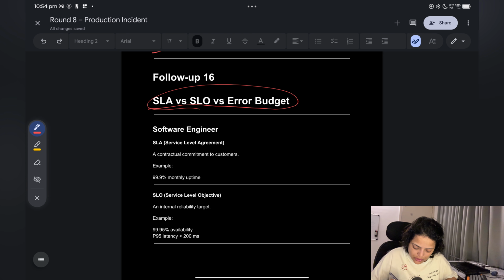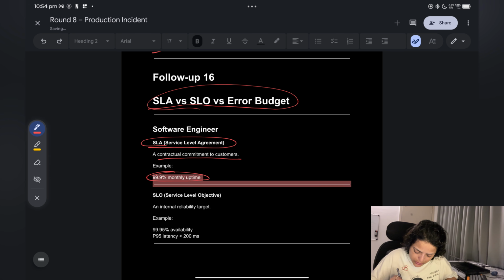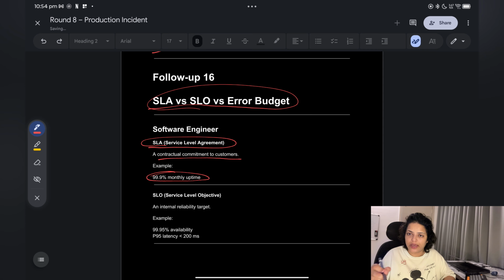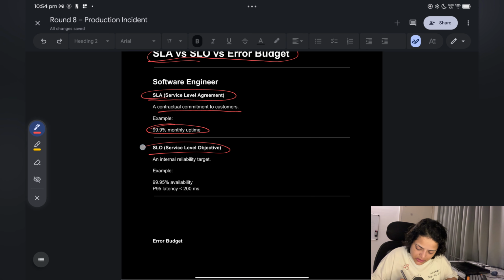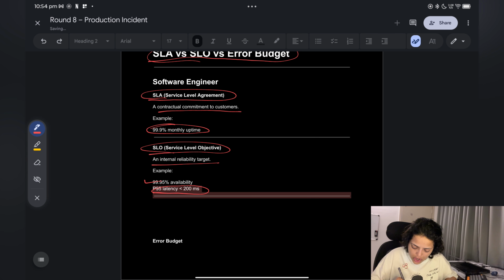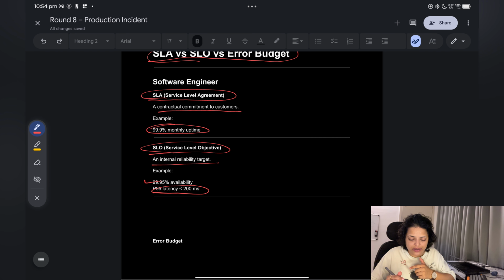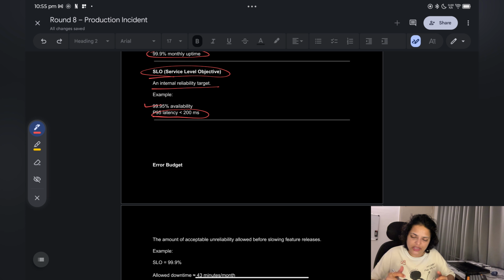Okay, so a software engineer will say SLA is a service level agreement. A contractual commitment to customers, for example 99.9% monthly uptime. We are giving you a guarantee for this, and if we are not meeting it, then you can charge us. Now SLO is a service level objective, an internal reliability target, for example 99.95% availability, and 95th percentile latency should be less than 200 milliseconds. So this is the service level objective. These are the objectives we are setting inside that agreement.